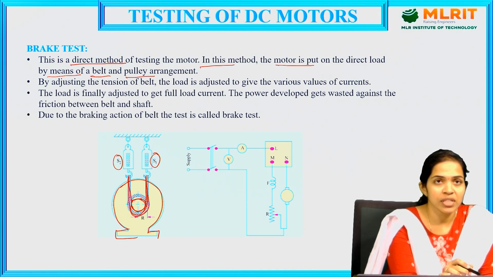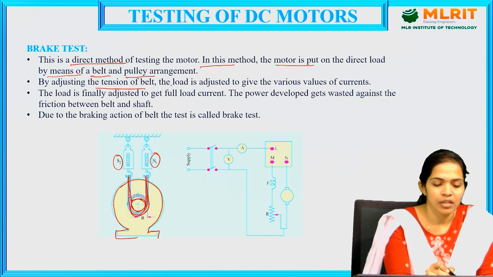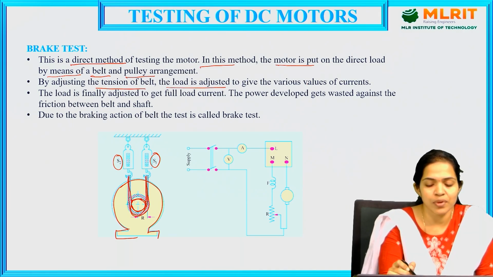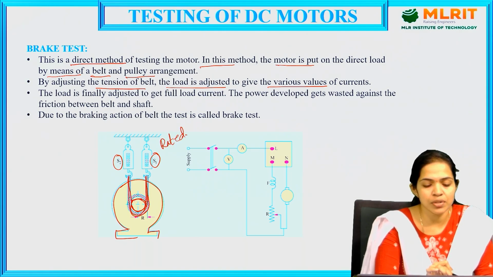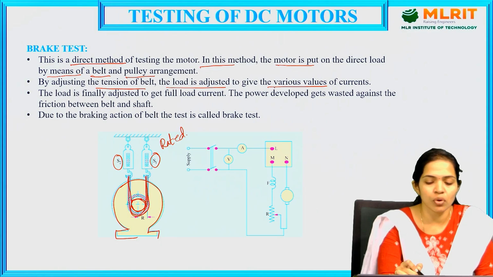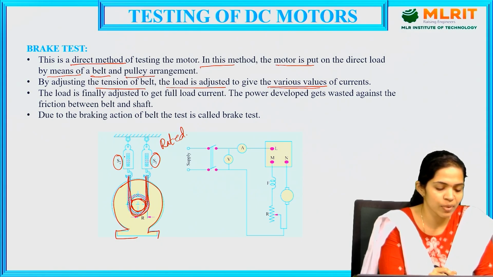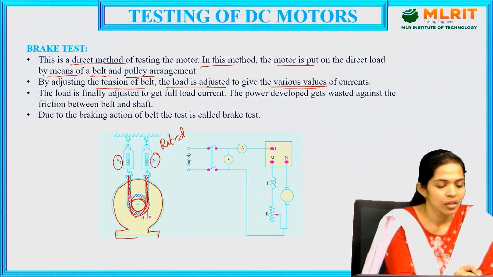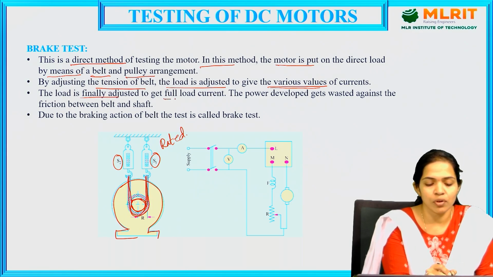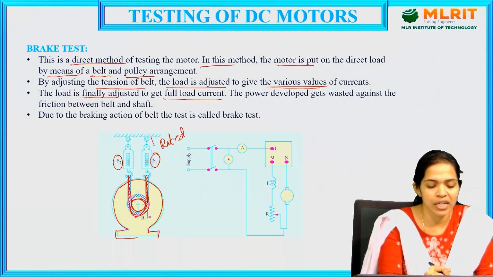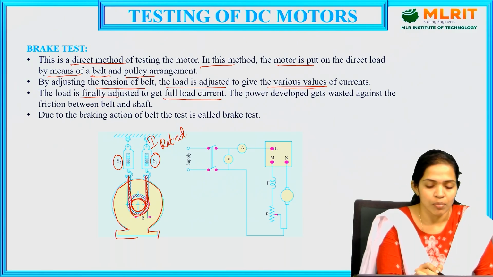By adjusting the tension of this belt, the load is adjusted to give various values of current. So we load the motor, we increase the loads from no load to full load condition, or the rated condition of the motor. At different loaded conditions, we note down the various values of the currents by adjusting the tension of the belt, that is, by adjusting the loads on the belt. The load is finally adjusted to get the full load current. So we take it to the final rated value of the motor.